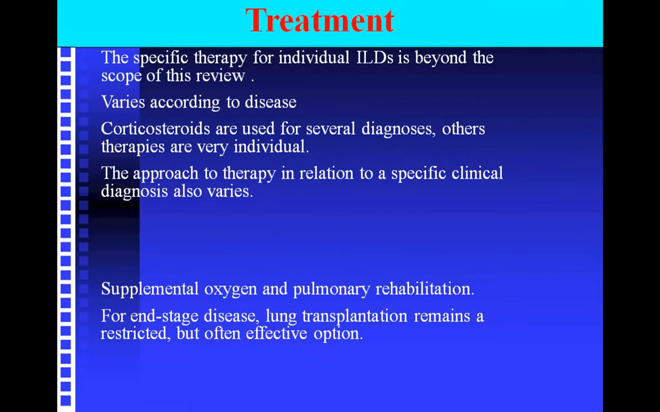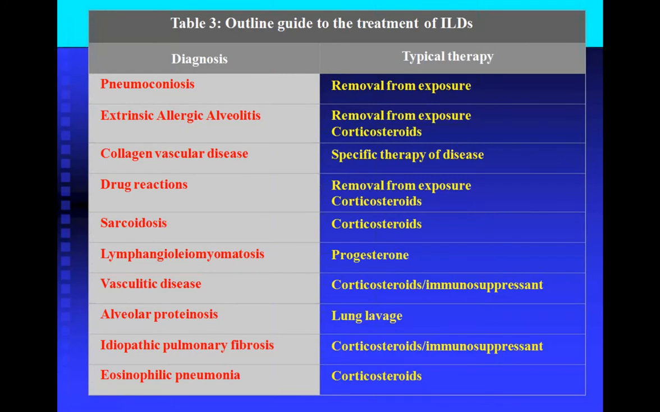And supplemental oxygen. Supplemental oxygen is also very important for these interstitial lung disease patients to maintain oxygen saturation between 88 and 92. Pulmonary rehabilitation with basic aerobic exercise, lung function exercise and breathing exercise is also very important, especially in patients with end-stage lung disease. And lung transplantation remains restricted, but it is an effective option. Again, there are some criteria for lung transplantation.